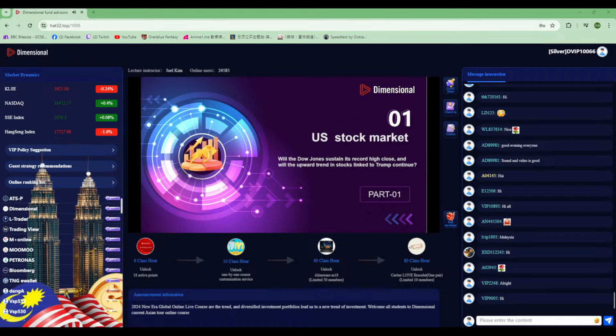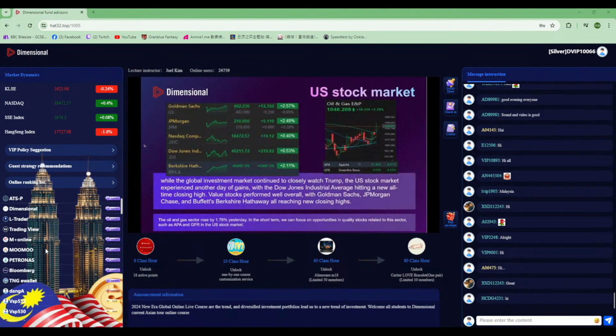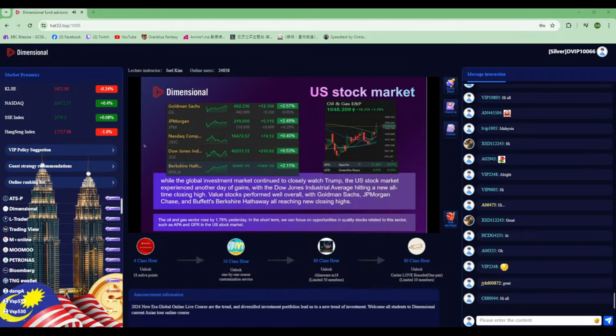All right, so now let's hop on to our topic number one, which is where the Dow Jones continued its record high growth and whether the rise in Trump concept stocks can continue. Last night, while the global investment market continued to watch Trump fiercely, the US stock market experienced another day of gains, with the Dow Jones Industrial Average hitting a new all-time closing high.